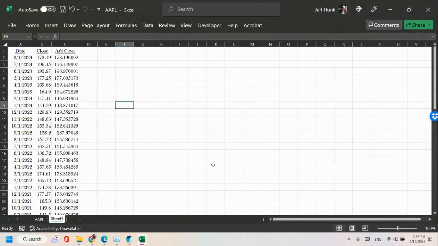So after the split, the pre-split price needs to be adjusted or prorated to be in line with the post-split price. So that is one thing we are adjusting for.